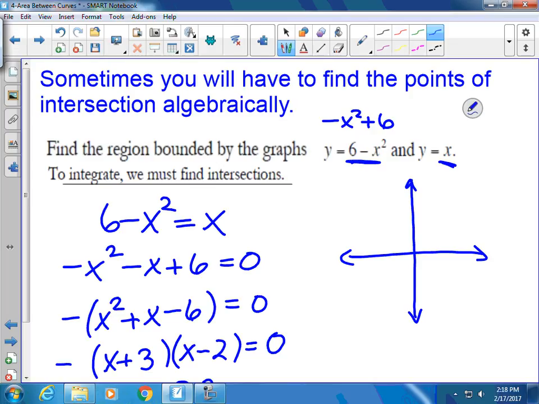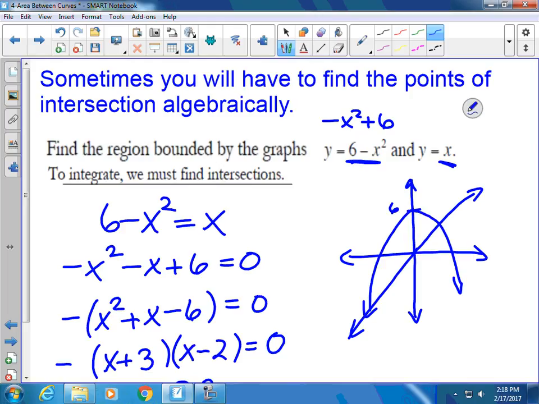Okay, so if you think about graphing or just sketching the graphs to figure out the upper and the lower function, the first one is a quadratic and it opens down and it's shifted up 6. So let's just say this is 6. It's going to look something like this. And then y equals x is just your linear equation that goes through the origin.